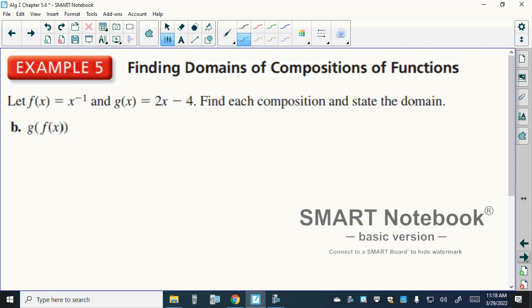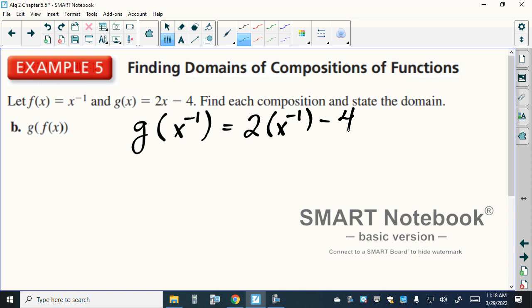And if we wanted to look at this one here, our g of f of x, well, our f of x in this function is x to the negative 1. And then if we plug this into g of x, 2 times x to the negative 1 minus 4. And if we multiply these two, it would just be 2 times x to the negative 1 minus 4. And that would be the answer we would take for this one here, and I would take on the homework for g of f of x.